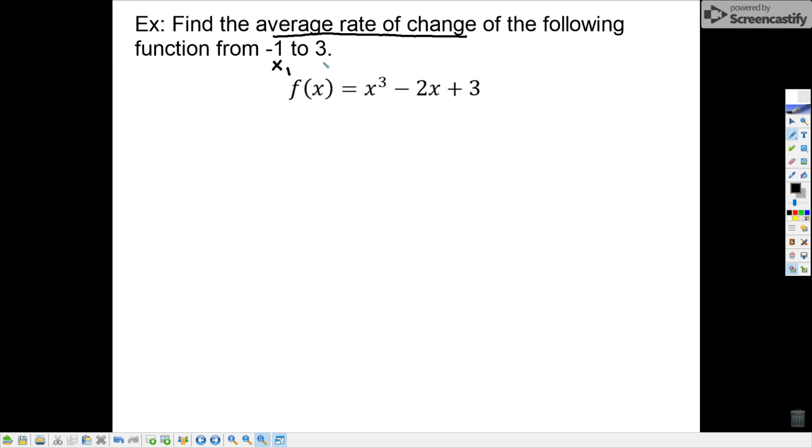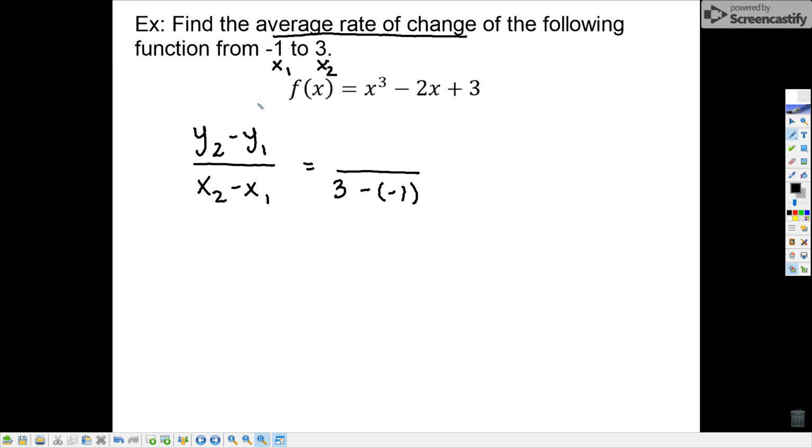They're giving you an interval along the x-axis. So that's x1, or vice versa. Doesn't matter which order you choose. But I'll go ahead and say -1 is x1 and 3 is x2. Now remember, we are putting it into the slope formula. So y2 minus y1 over x2 minus x1. So we already know our x2 is 3, our x1 is -1, or you can reverse those.